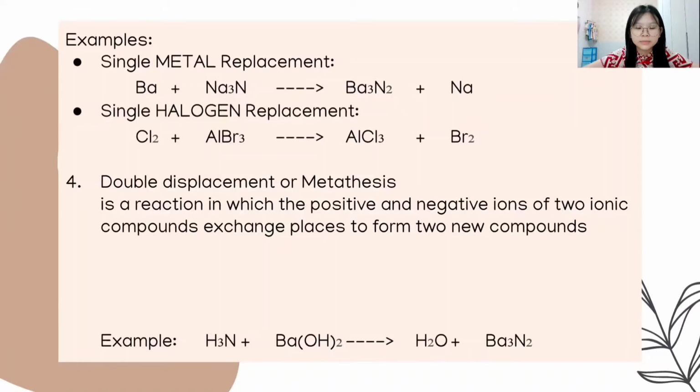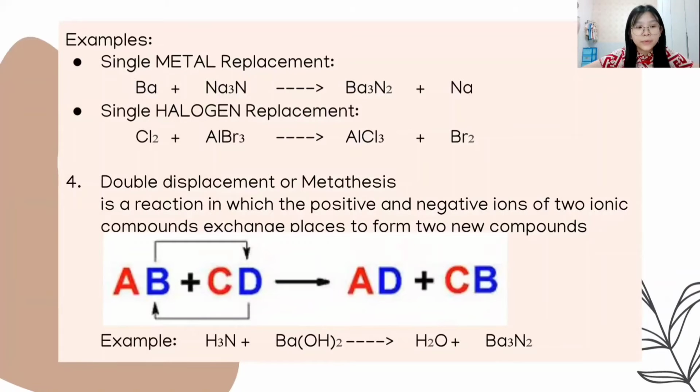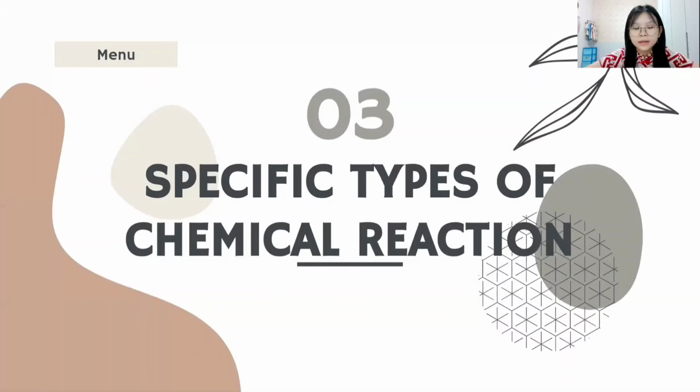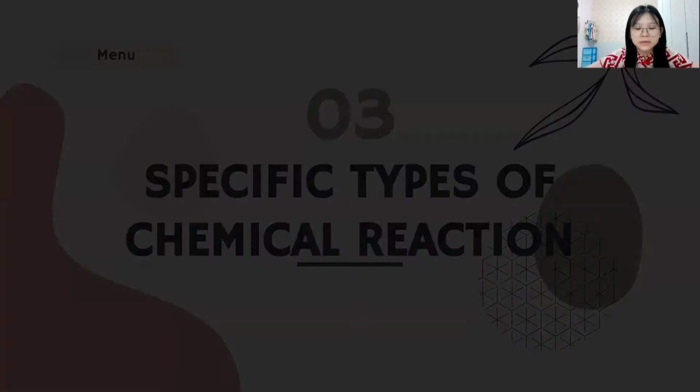Number 4, we have double displacement. It's a reaction in which the positive and the negative ions of two ionic compounds exchange places to form new compounds. The example is ammonia when reacts with barium hydroxide yields water and barium nitride. The third subtopic is specific types of chemical reaction.